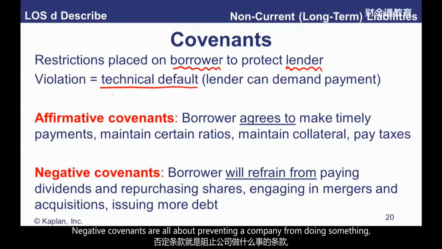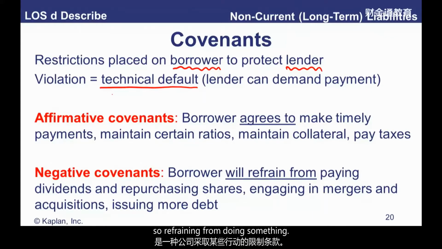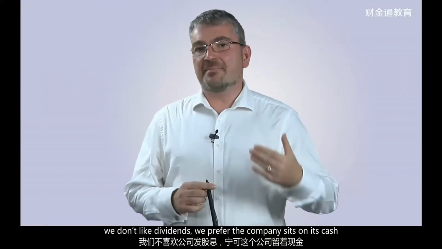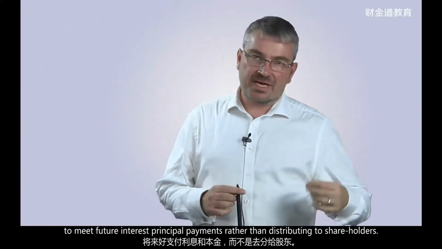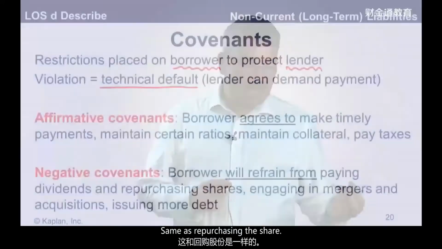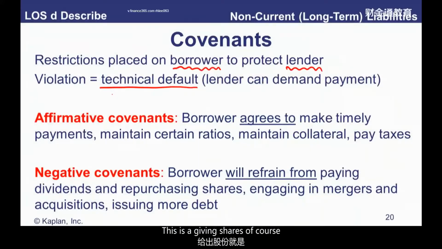Negative covenants are all about preventing a company from doing something. So refraining from doing something. Refraining from paying dividends. Well, again, as a bondholder, we don't like dividends. We'd prefer the company sits on its cash to meet future interest and principal payments rather than distributing to shareholders. Same with repurchasing shares. This is giving cash flows to the shareholders. Again, we would prefer the company sits on its cash to meet future interest and principal payments.